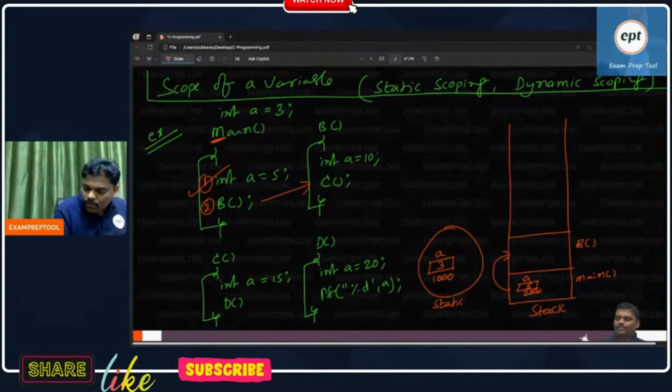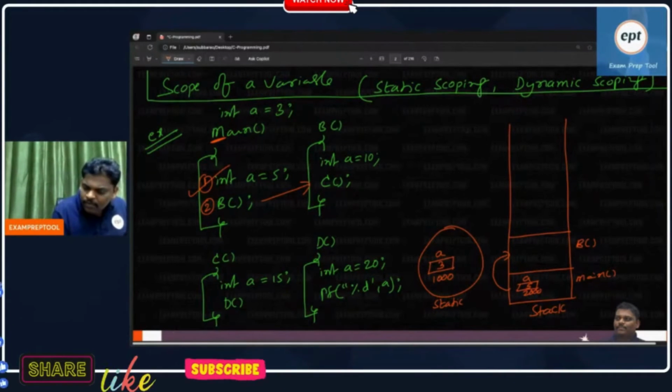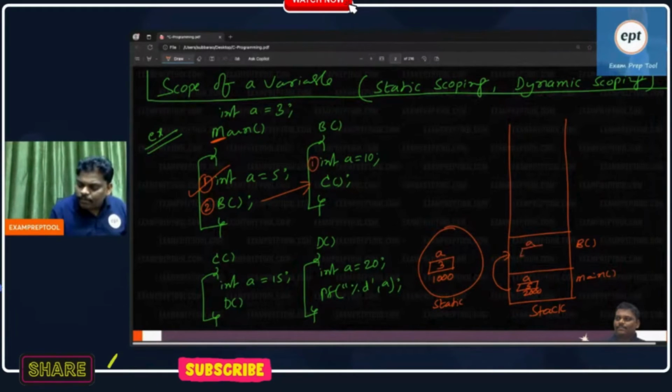Next one, B is called. B is a function call, right? Again, function calling is a push operation. B also pushes. Whenever B is running, memory will be allocated for B's local variables.